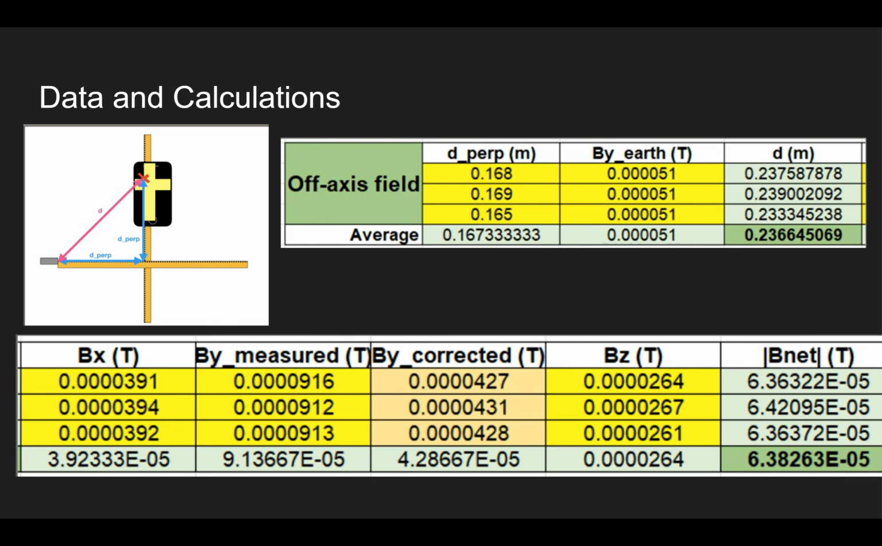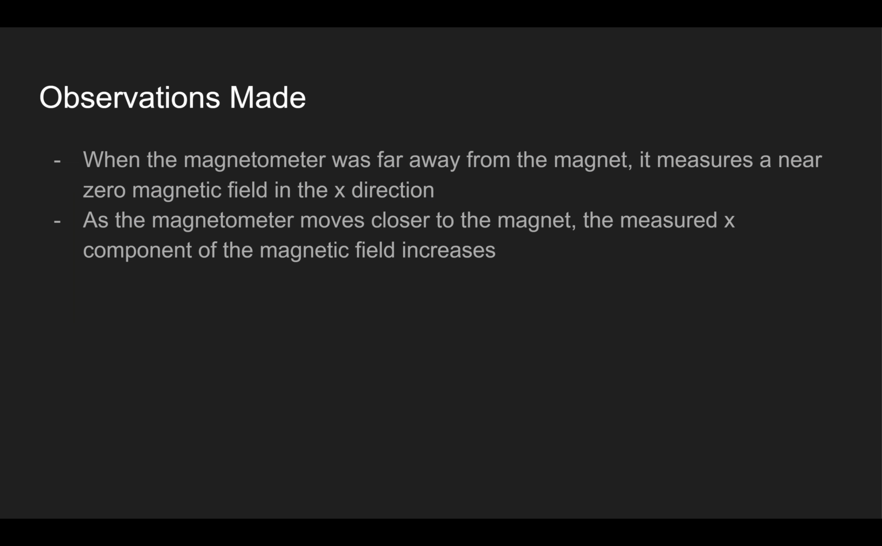Here is some more data, and we got our averages up top, the off-axis field. Moving on, we made a couple of observations. When the magnetometer was far away from the magnet, it measured a near-zero magnetic field in the x direction. And as the magnetometer moves closer to the magnet, the measured x component of the magnetic field increases.